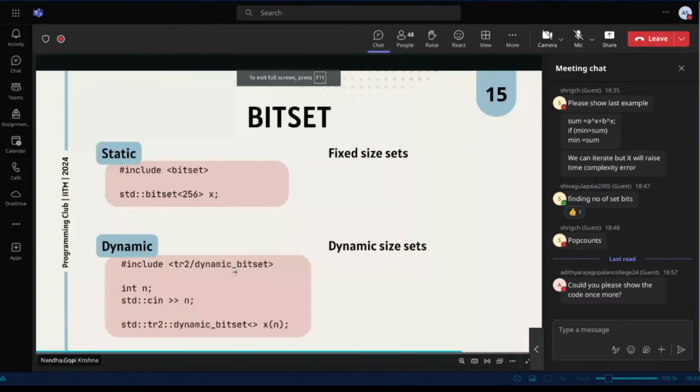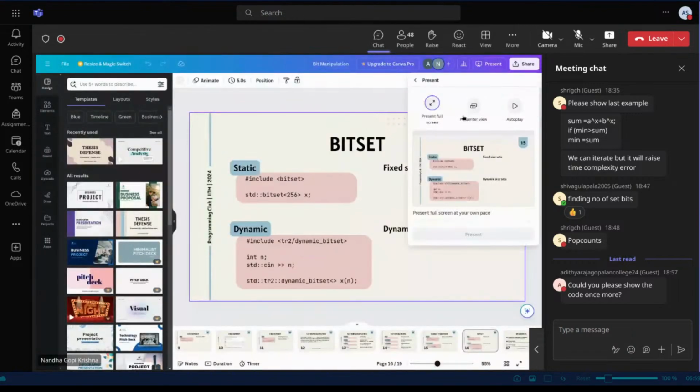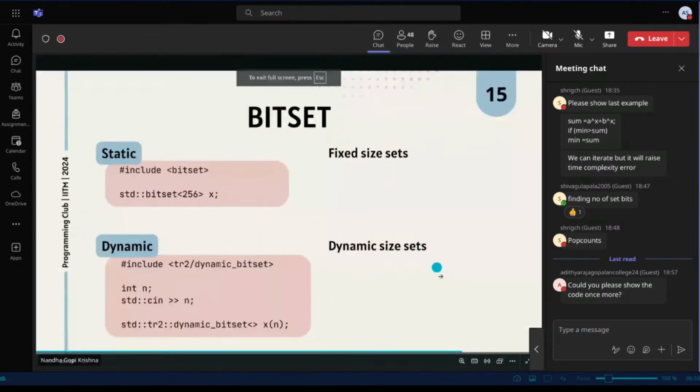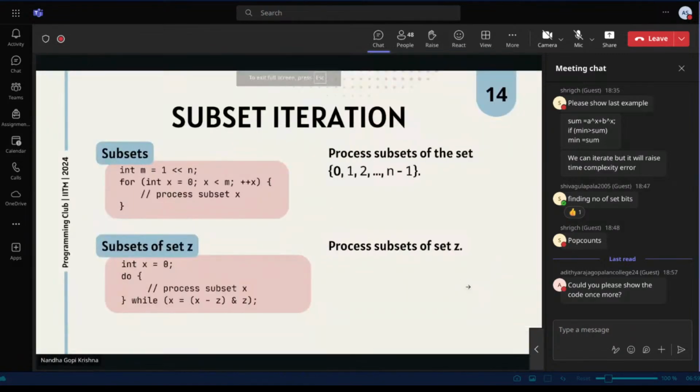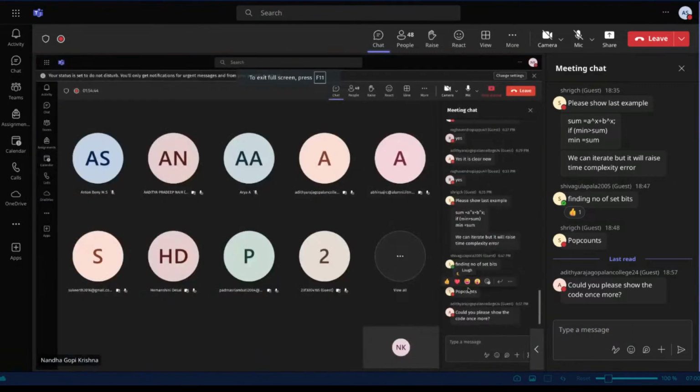Please show the code once more. Yeah, okay. The slides will be shared anyways, so you don't need to worry about that. But here it is. Okay, I hope you got the code.